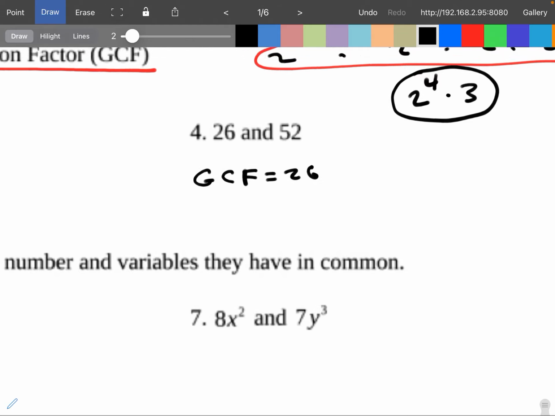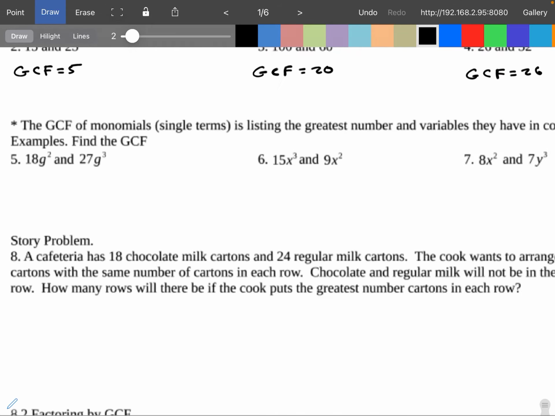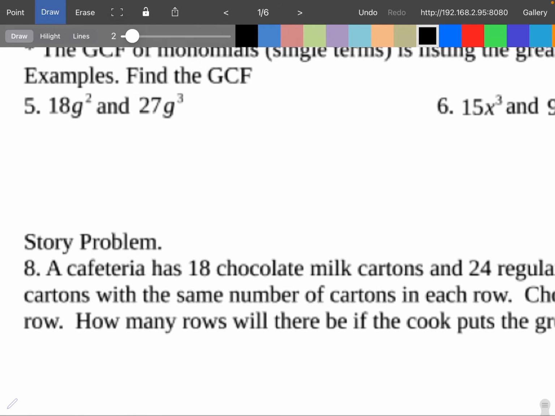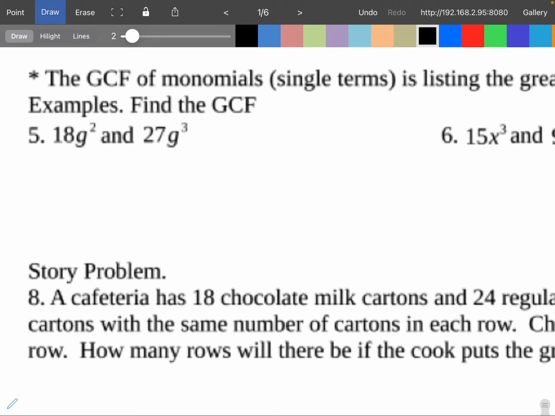So even though I didn't write it down, are you guys okay with that? It's the largest number that divides evenly into both of those numbers. All right. Then we're just going to do the same thing on 5, 6, and 7, but we're going to also have variables with powers involved now.